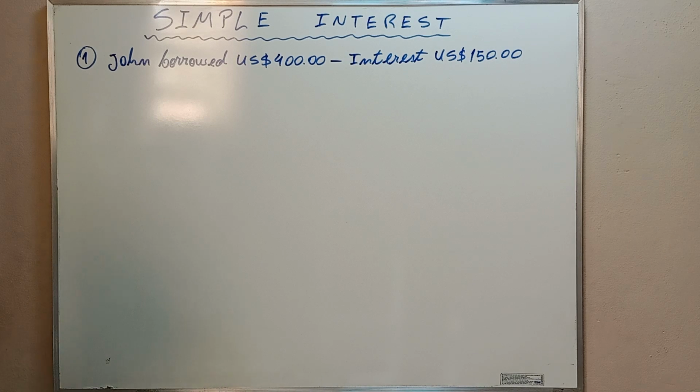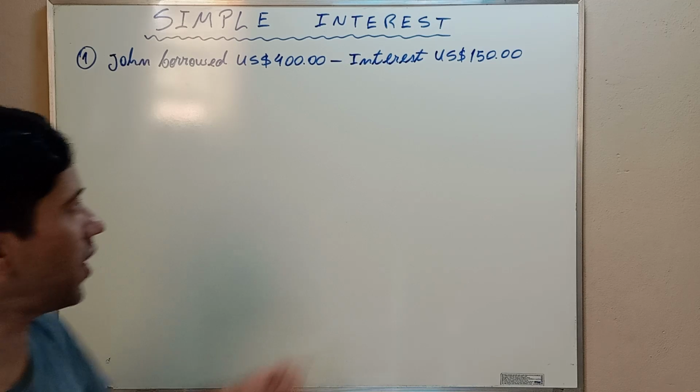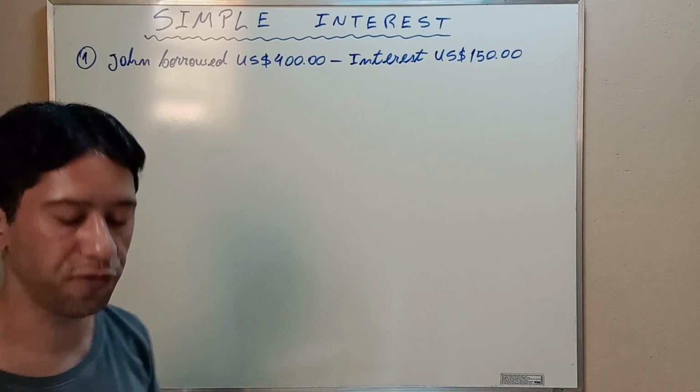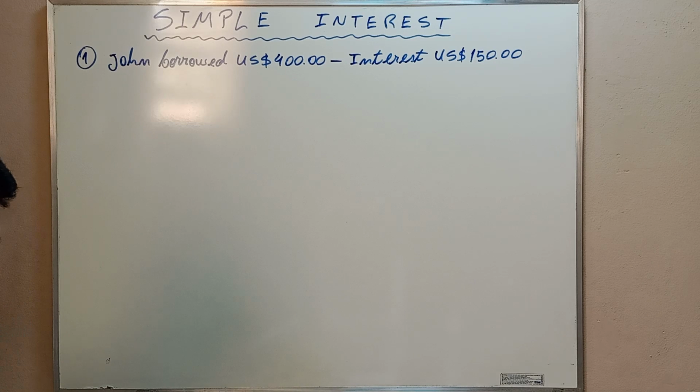But firstly, let's review the information that the exercise provided. The exercise said that John borrowed $400 from Bank X and that the interest amounted to $150 and he repaid the loan after 2 quarters. Alright, this is the information that we are going to use. To find the monthly simple interest rate, we use the formula for the simple interest.